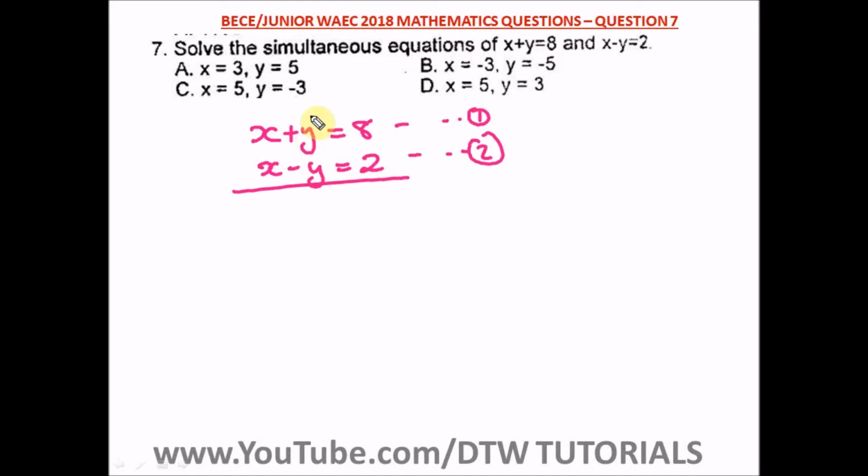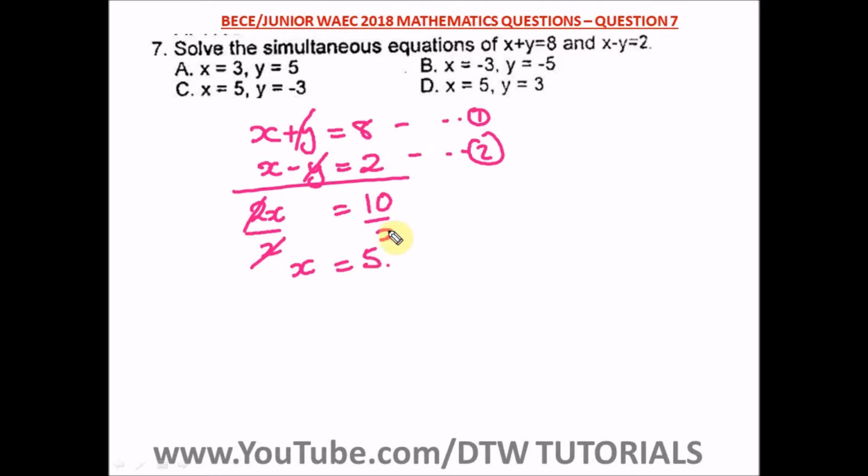So from here I can easily cancel out y, since we have a plus y here and a minus y, which gives us 0. So this will cancel out. Then x plus x gives us 2x, and 8 plus 2 gives us 10. So we just divide both sides by 2 to get the value of x. So x will be equal to 10 divided by 2, which gives us 5. So x is equal to 5.